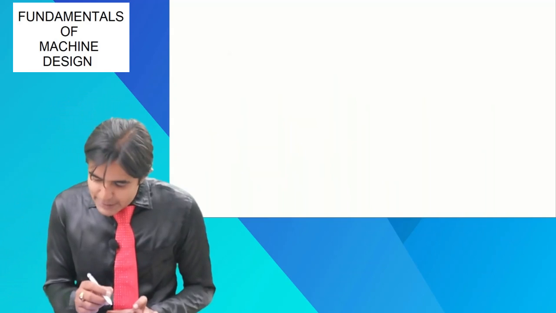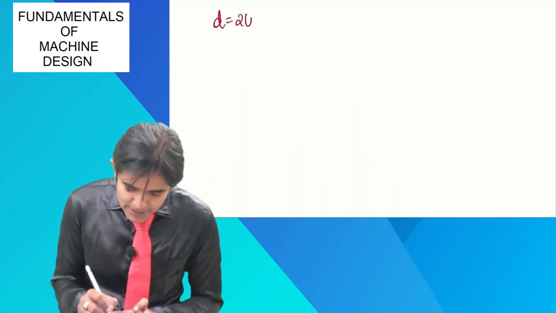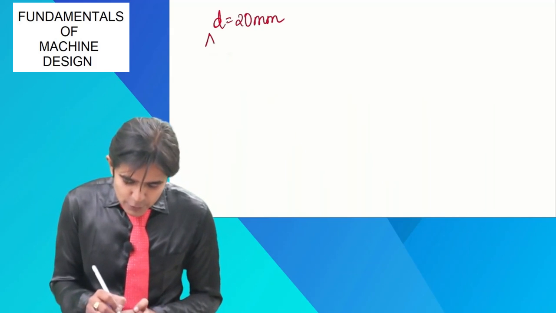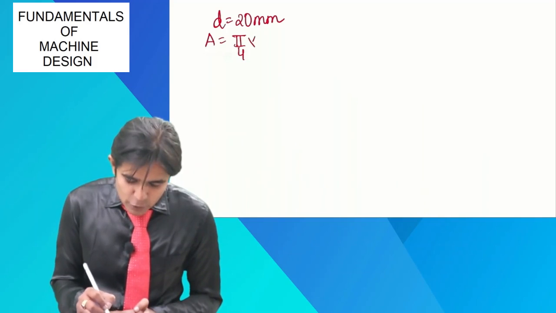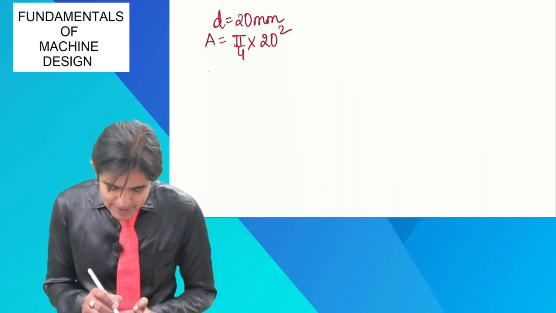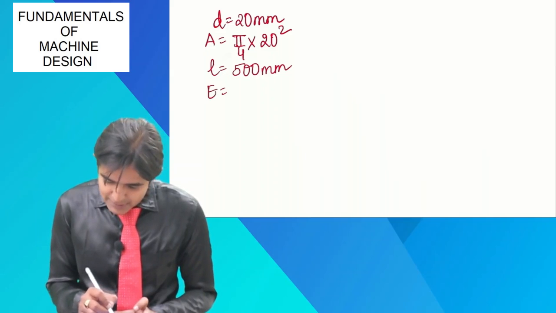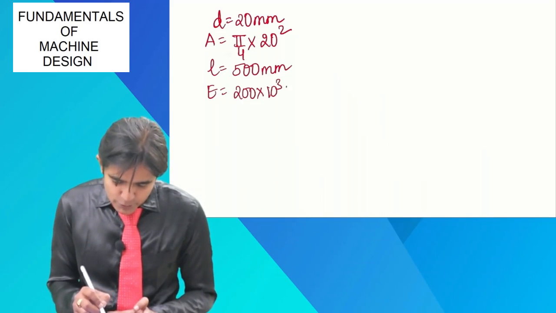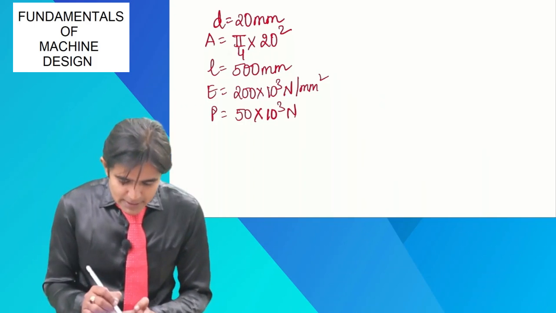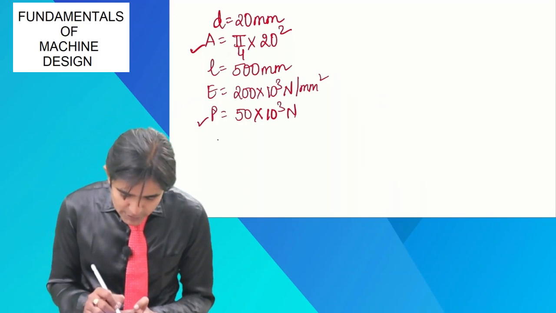Now the first thing I need to find out is the area. Since diameter is given as 20 mm, area is going to be pi by 4 into 20 square. The next thing given is length, which is 500 mm. Modulus of elasticity is 200 into 10 raised to 3 Newton per mm square, and force is 50 into 10 raised to 3 Newton. Since force is given and area is given, I can easily find out the stress.